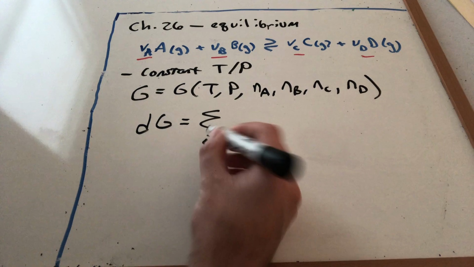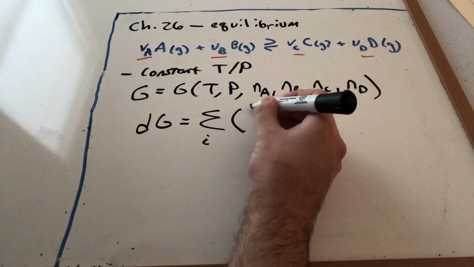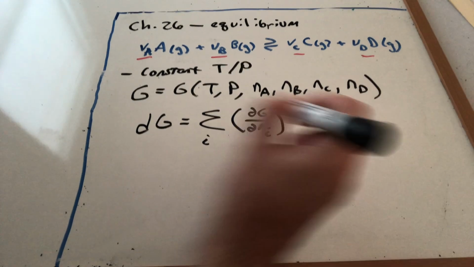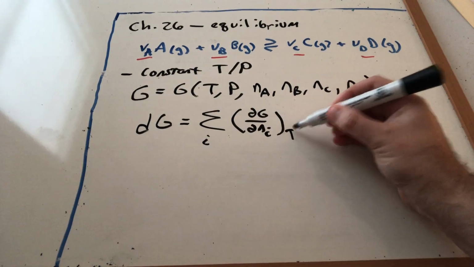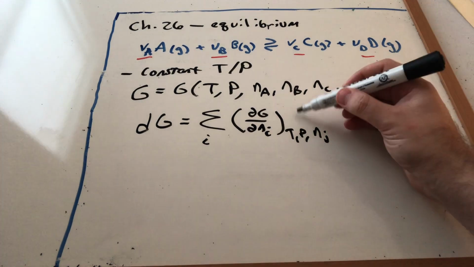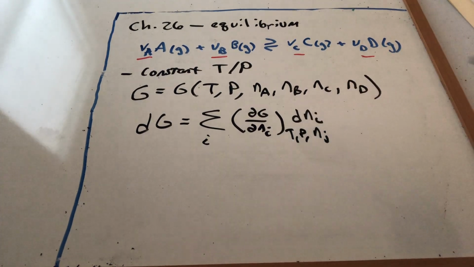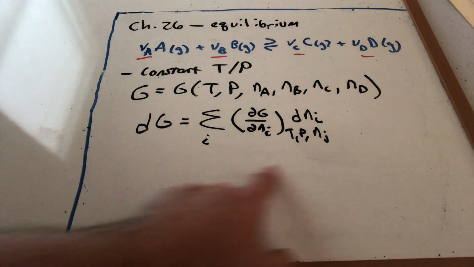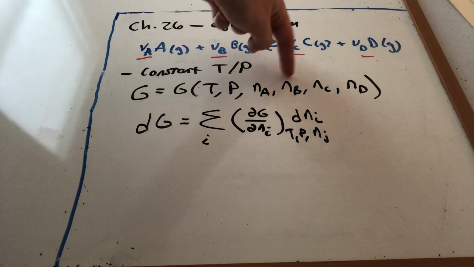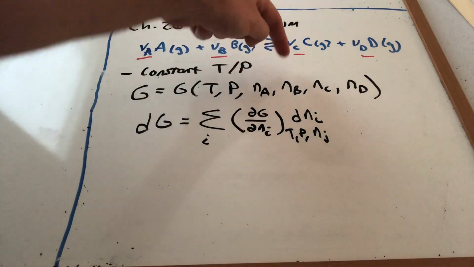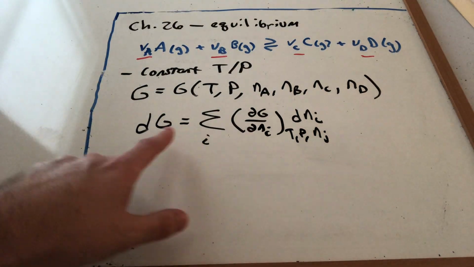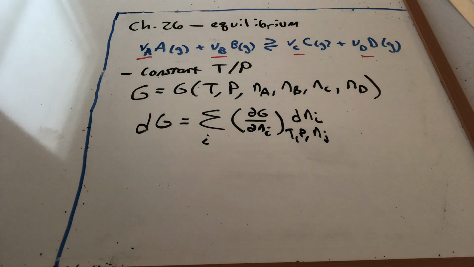Now dG is affected by these guys because, I'm just going to write it in summation notation, we'll have the partial of G with respect to n sub i, at constant T, P, and all other n sub j's, times dn sub i. We made these expressions before. All these other partial changes of the moles in the reaction are going to influence our dG.